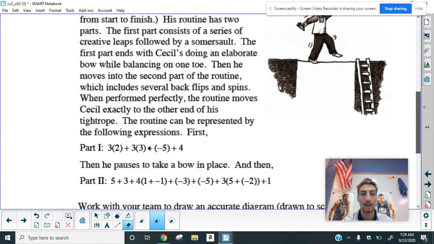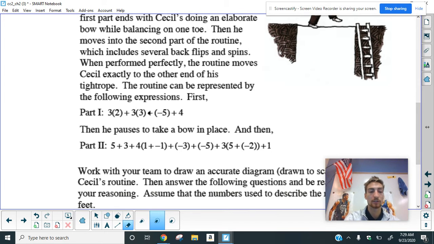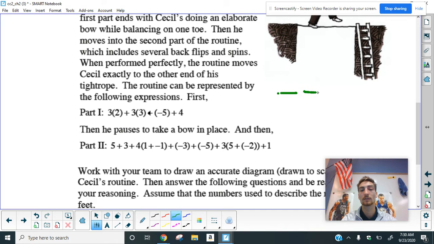All right, so let's go ahead and calculate it. We can actually draw a diagram. I like to use green and red to show positive and negative. And so here he's going forward 2 feet 3 times. 2, 3. Okay, so if he's going forward 3 times each 2 feet, then he's going to be at 6 feet.